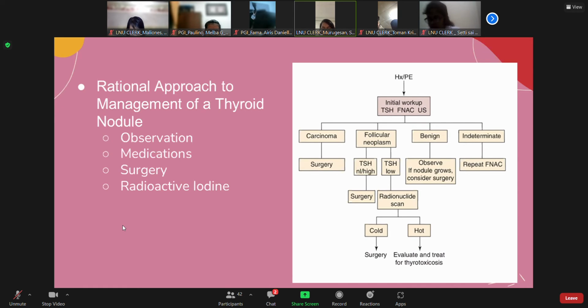In follicular neoplasm with increased TSH, surgery is done. Whereas in decreased TSH level, a radionuclide scan is done. If it is cold, surgery is done. If it is hot, evaluate and treat for thyrotoxicosis. In benign condition, observe. If nodules grow, consider surgery. In indeterminate cytology, it may require repeat FNAC.